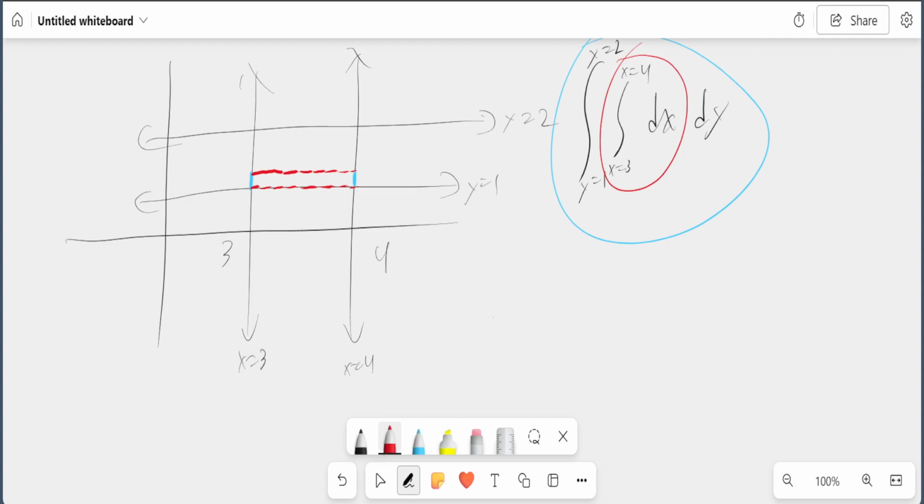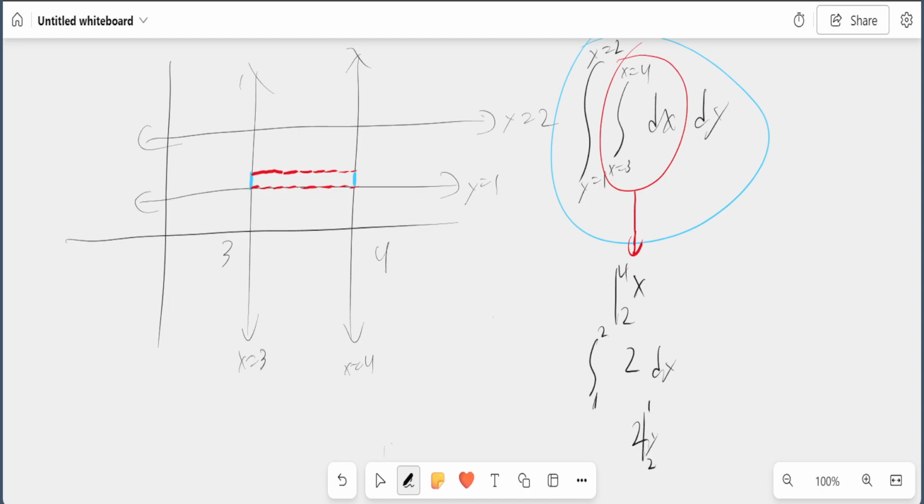Okay, do you need me to do it as well? I can do it as well. Yeah, we should do it. Okay, so let's do our inner integral. That'll be x from 4 to 2, which is 2. And then that's 2 dy from y equals 1 to 2, so that's 2y from 1 to 2. That's 2 times 1, which is equal to 2. Does that make sense? We do our inner integral and then we do our outer integral.